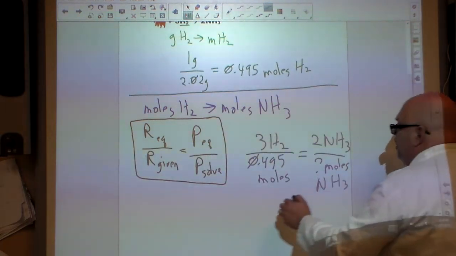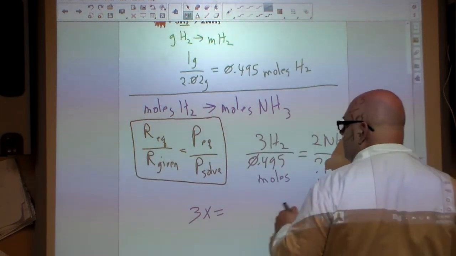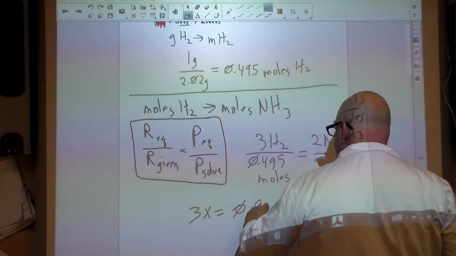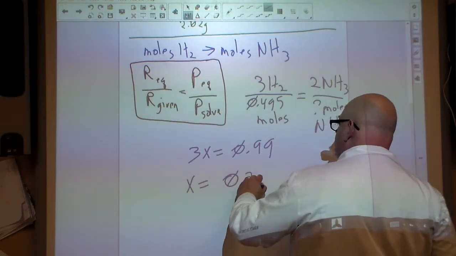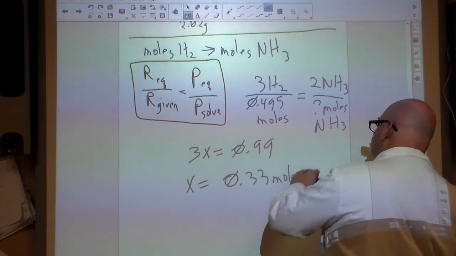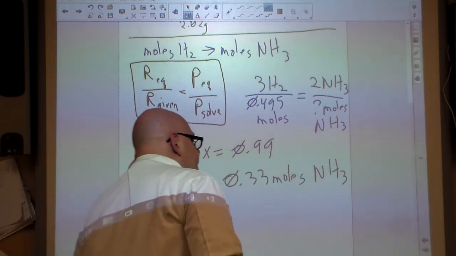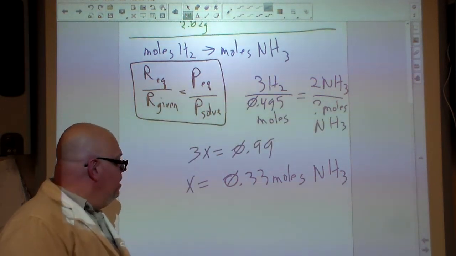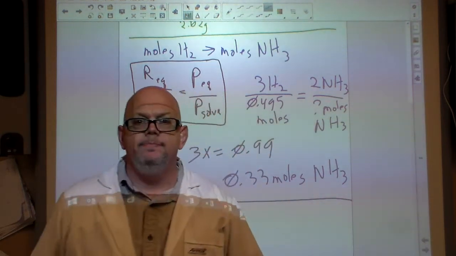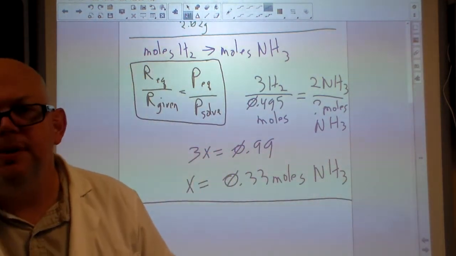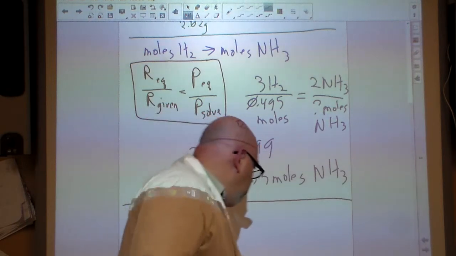Let's do that. So 3x is equal to 0.495 times 2, which is 0.99. So x is going to equal 0.33 moles of NH3. Well, that's not a lot, is it? 0.33 moles of NH3. That's our blue step. Now I like to call this the baseball experience. We went first base, here's second base with moles to moles. Now we're going to third base.